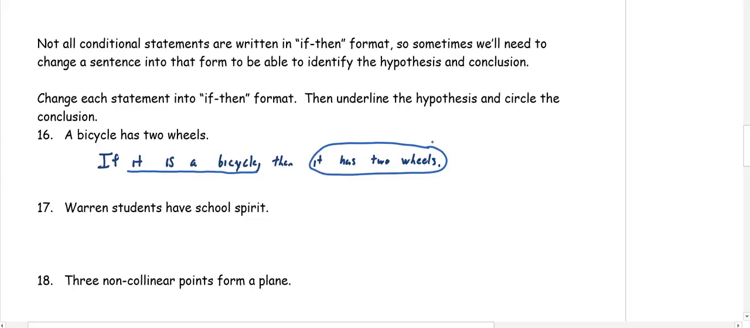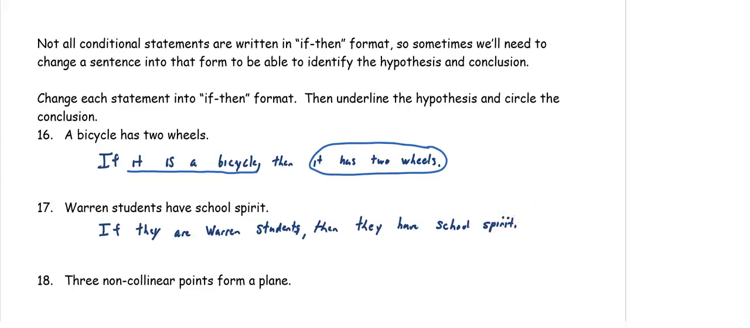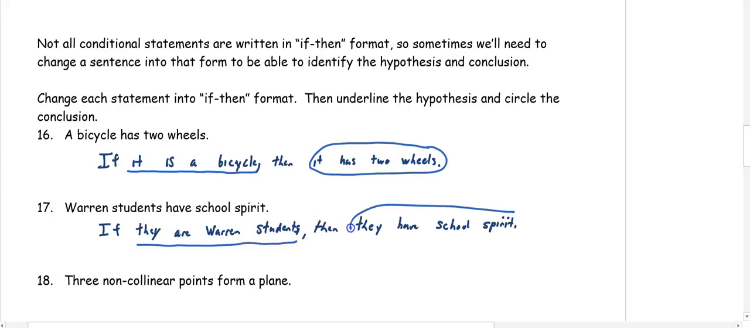Number 17, Warren students have school spirit. So we could say, if you are a Warren student, or if they are Warren students, then they have school spirit. So in this case, our hypothesis is they are Warren students. Our conclusion is they have school spirit.